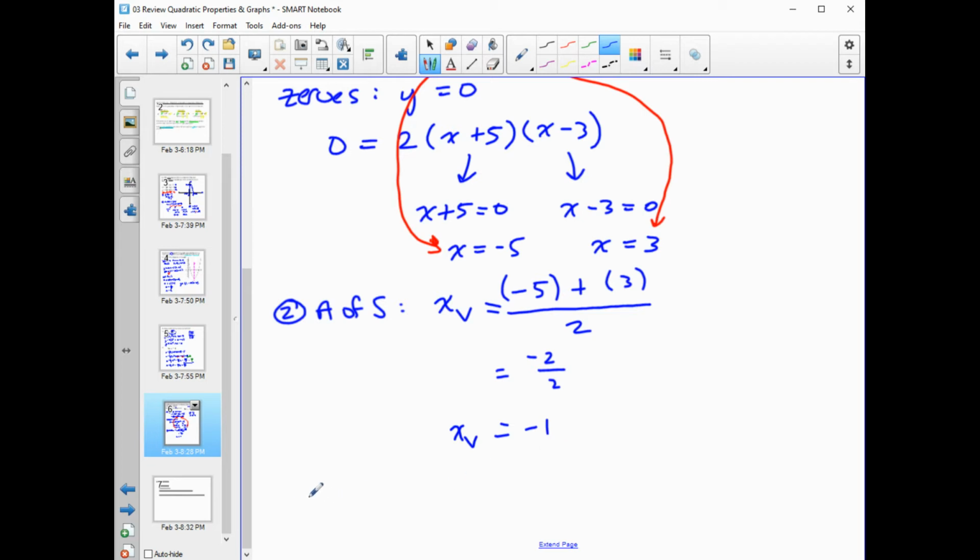And divide that by 2 to find the midpoint. Negative 5 plus 3 is negative 2. Divided by 2 is equal to negative 1. So the x-coordinate of the vertex is negative 1. And now I sub the x-coordinate of the vertex, which is equal to negative 1. And I'm going to use that to find the y-coordinate of the vertex after I make that substitution.